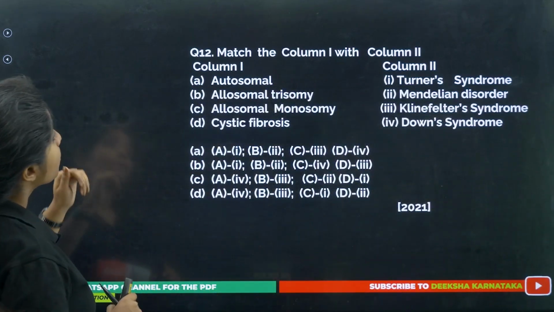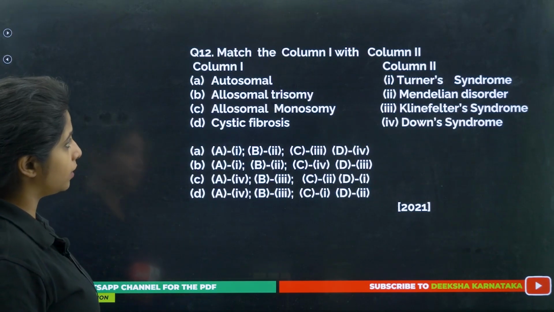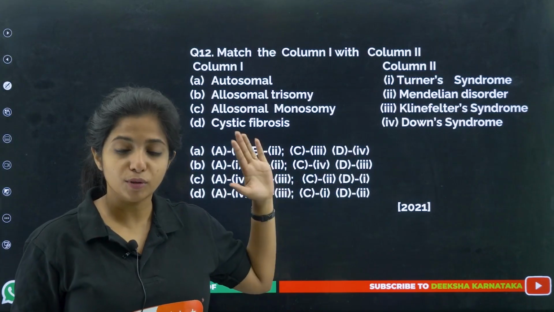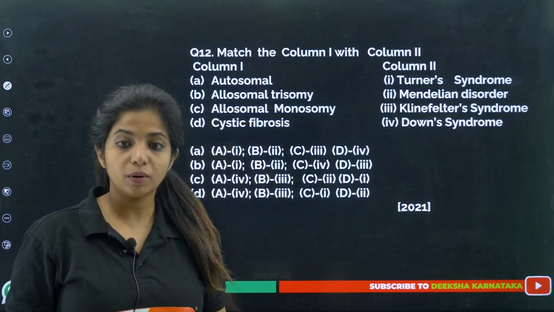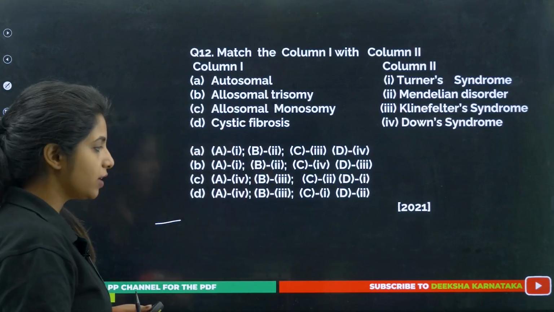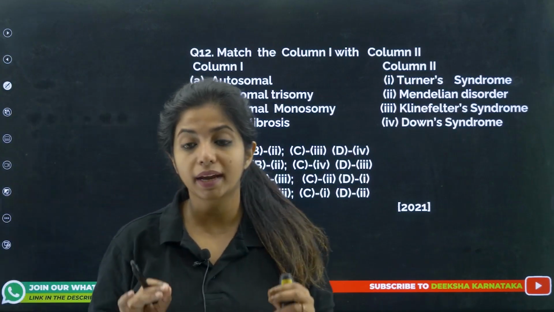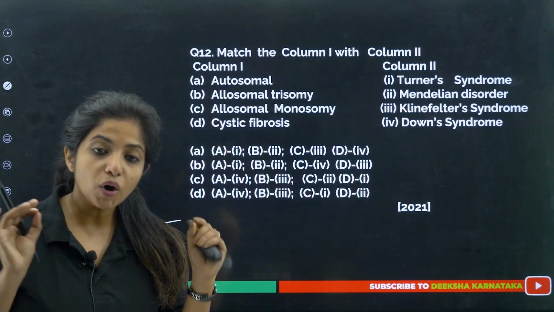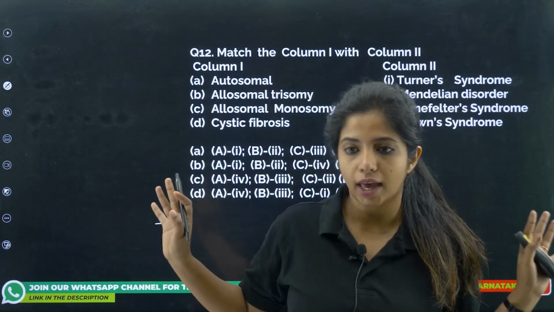Yeah. Now match column 1 with column 2. Autosomal. Okay, now this time we will be talking about Turner syndrome. So if you were someone who was worried about why ma'am is not discussing Turner syndrome, now we'll discuss it. So the first thing that you need to understand is what you mean by autosome and what you mean by allosome. So autosome means the chromosomes which have nothing to do with the sex of an organism.